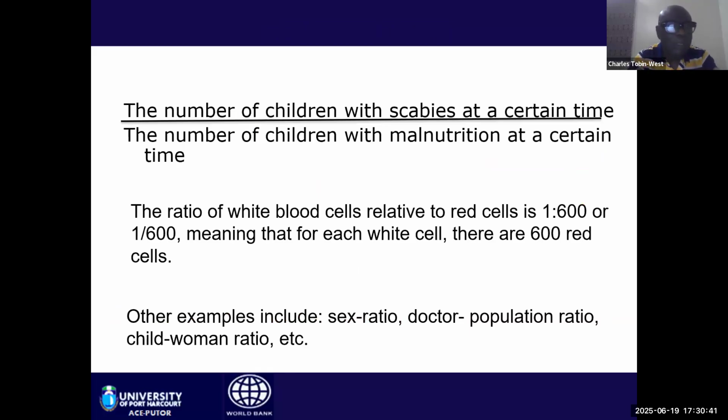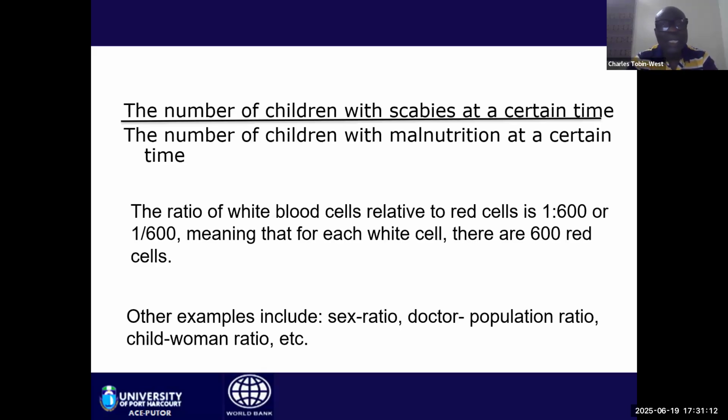You would have heard about it. And maternal mortality ratio is talking about the number of deaths of women during childbirth and other puerperal conditions, okay, over the number of live births. Here we are talking about the number of deaths over live births. So that is a ratio.